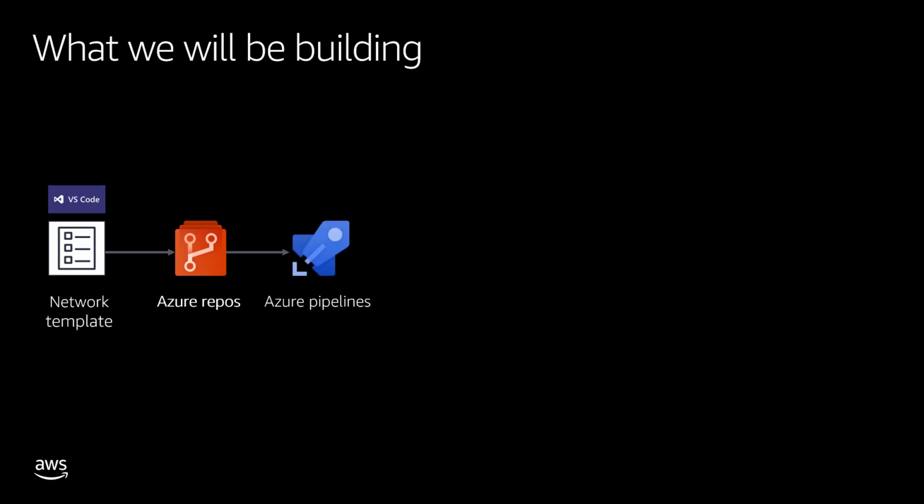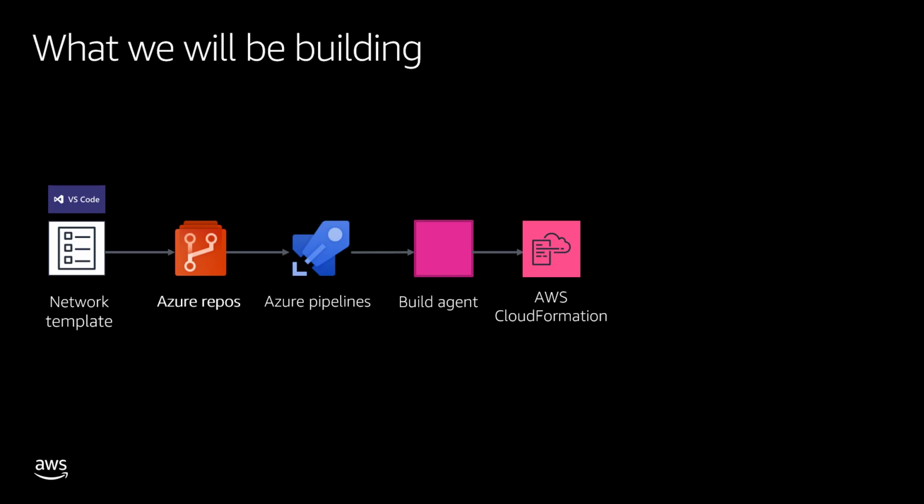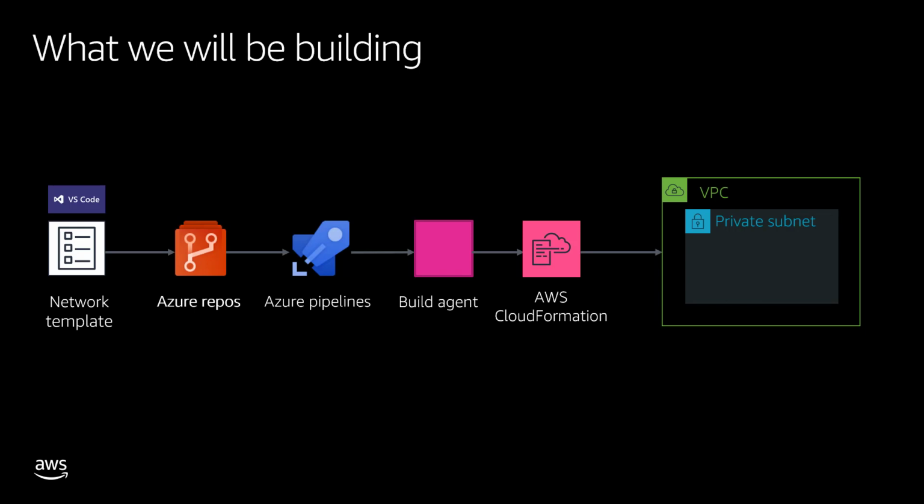So at a high level, let's explore what we are going to build. We are going to have the same network template, but in this case, we are going to keep it in Visual Studio Code and put it into Azure repositories, and from the time that you commit it, it's going to automatically kickstart an Azure pipeline to build that. That pipeline will run in a build agent, and we will attach certain permissions to that build agent. This build agent is going to invoke AWS CloudFormation, and that CloudFormation will provision a very simple virtual private cloud and a private subnet. So let's see how we can do this integration.